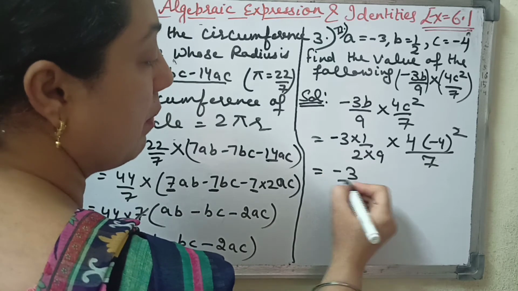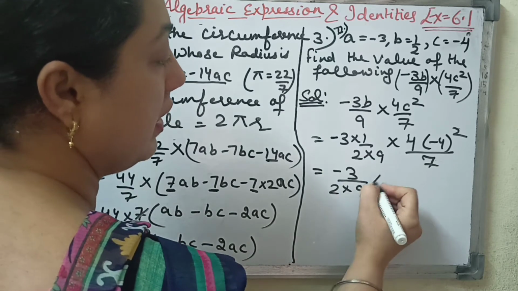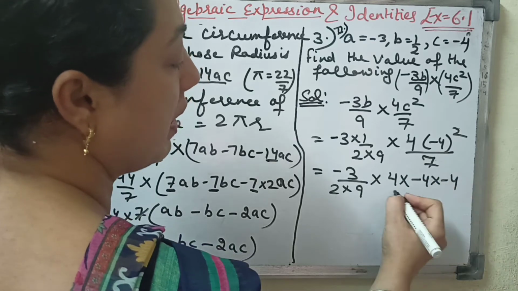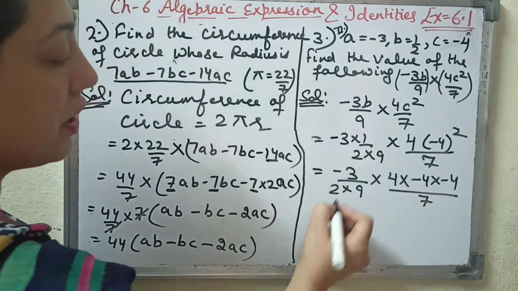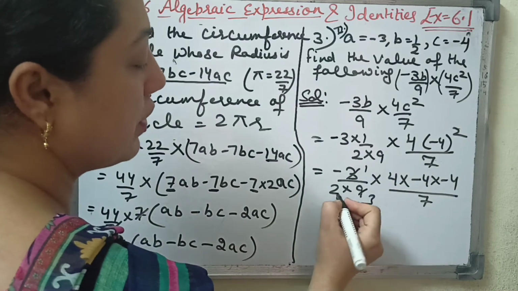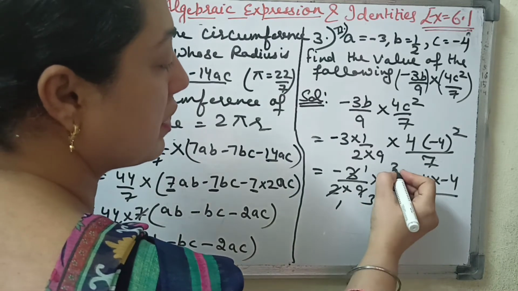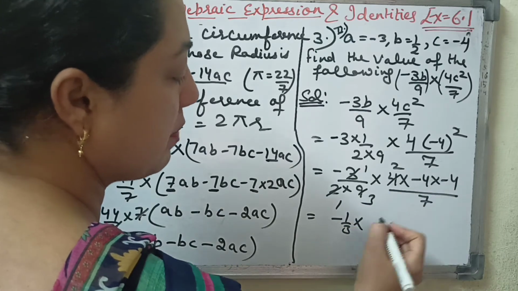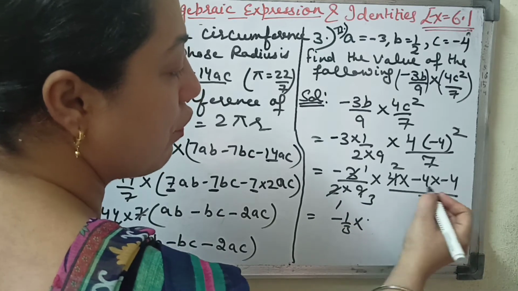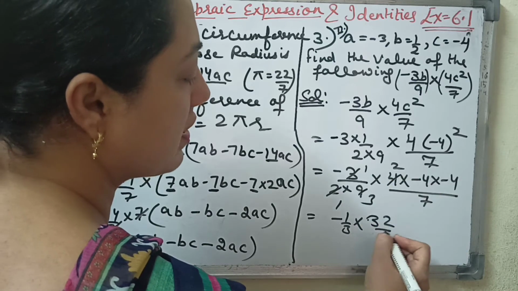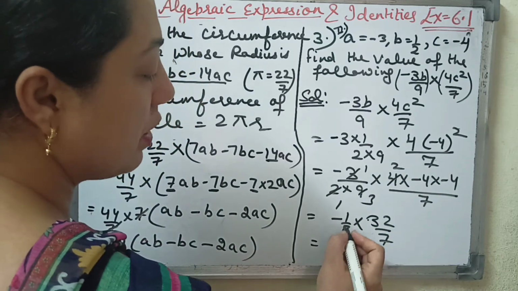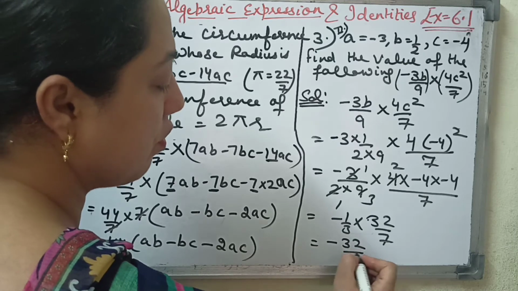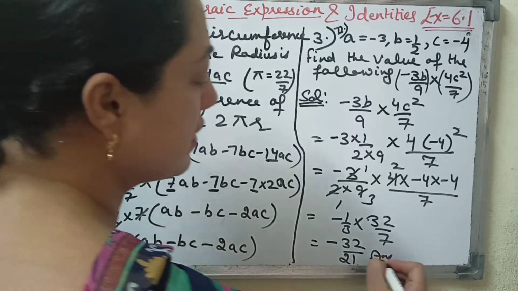Now it becomes minus 3 over 2 into 9 into 4. But minus 4 square means I will write down minus 4 two times. Now do the cancelling. 3 ones are 3, 3 threes are 9. 2 ones are 2 and 2 twos are 4. It becomes minus 1 over 3. Minus minus is plus and 4 fours are 16, 2 sixteens are 32 over 7. Now again do the multiplication of these two terms. You will get minus 32 over 21. This is the answer.